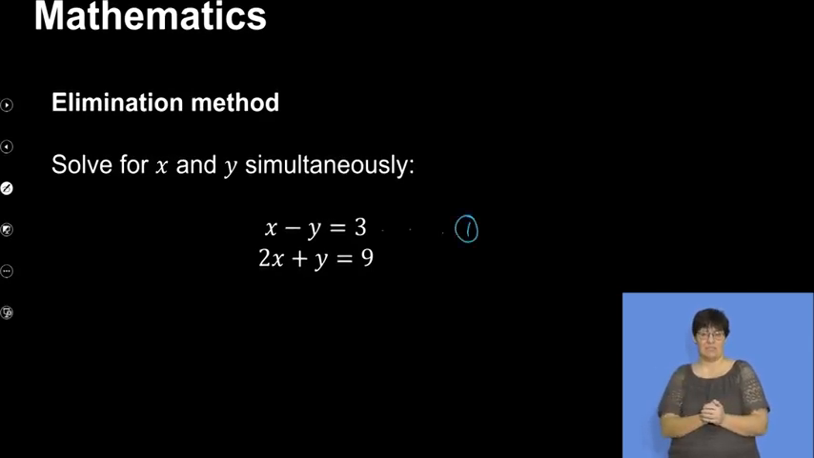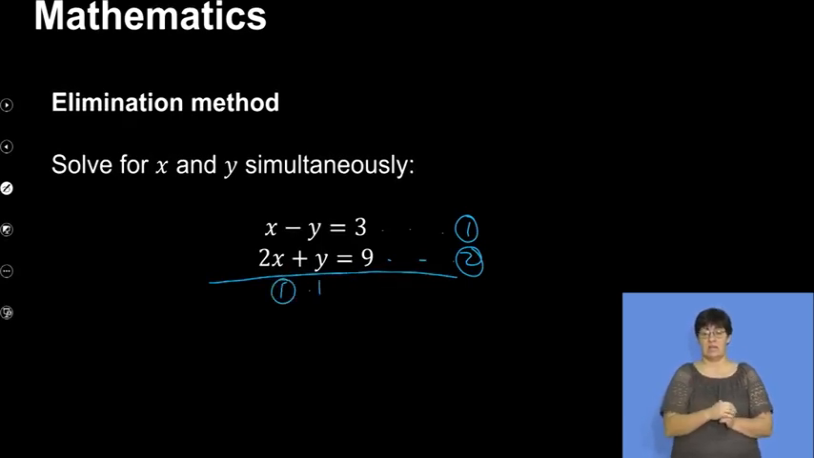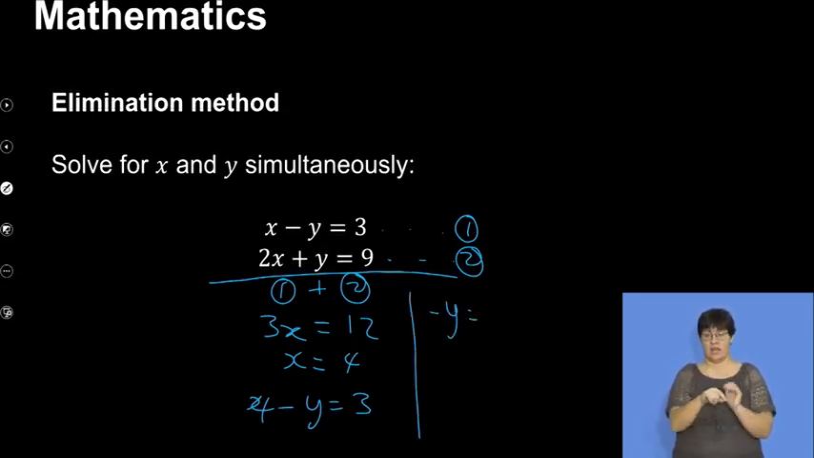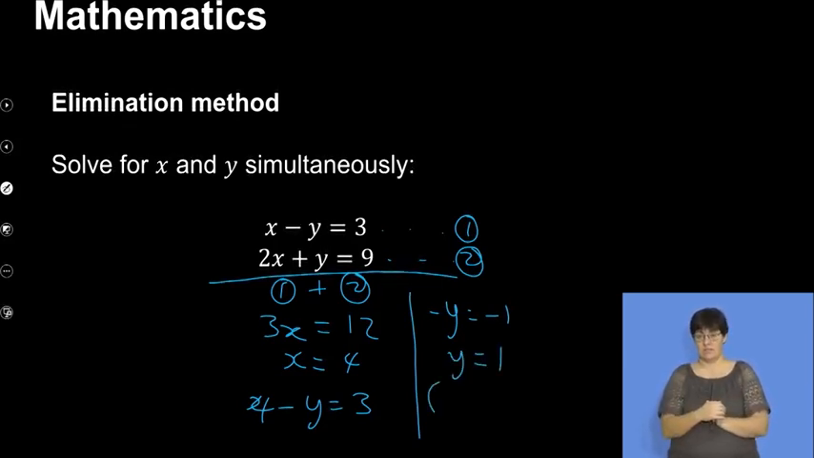Now, the last example that we're looking at, this is easy as well. Firstly, you just label this as 1, label that as 2. Then you will just say 1 plus 2. If you add them, you will have 3x equals 12. Then my x is equal to 4. And then to find the y, it will be 4 minus y equals 3, which will therefore make negative y equal to minus 1, then my y will be equal to positive 1. And therefore, the ordered pair will be the 4 and 1 as the answer.